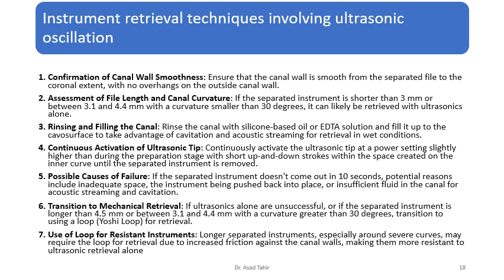If ultrasonics alone are unsuccessful, or if the separated instrument is longer than 4.5 mm or between 3 and 4.4 mm with a curvature greater than 30 degrees, transition to using a loop, Yoshi loop, for retrieval. Use of loop for resistant instruments. Longer separated instruments, especially around severe curves, may require the loop for retrieval due to increased friction against the canal walls, making them more resistant to ultrasonic retrieval alone.